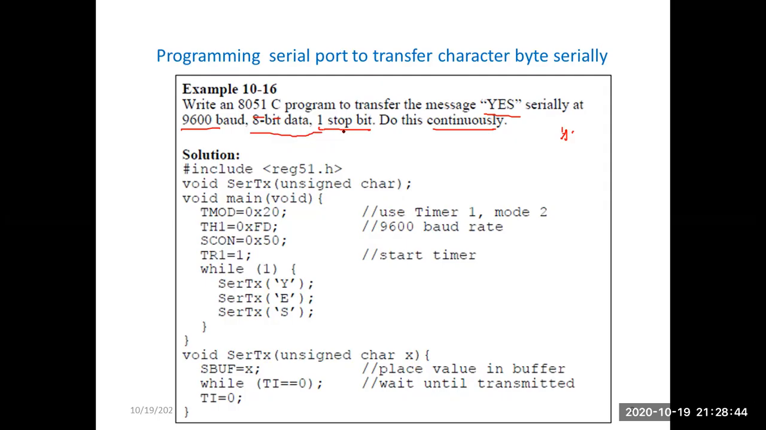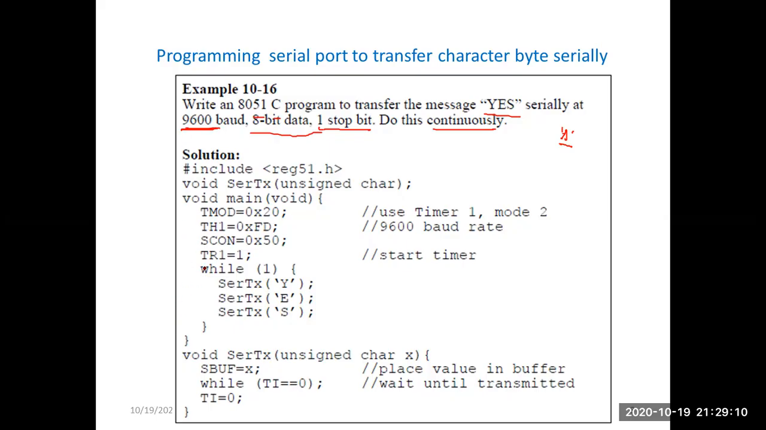So what is the difference between this program and the previous program? Only two differences are there. First, the message: instead of transmitting a single character continuously, we are going to transmit a single message continuously, consisting of 3 characters, YES. Second, this transmission we have to perform with baud rate 9600. These are the two changes.